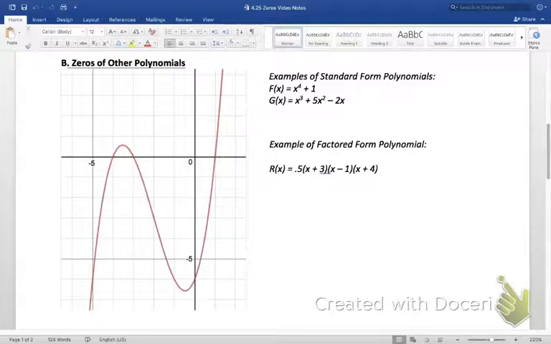So if we start thinking about this, if I want to find the zeros here, or the solutions to when the y value is 0, or r of x equals 0, I can set this equal to 0.